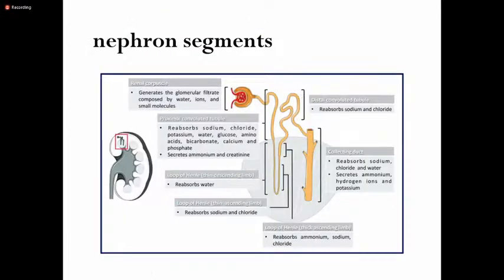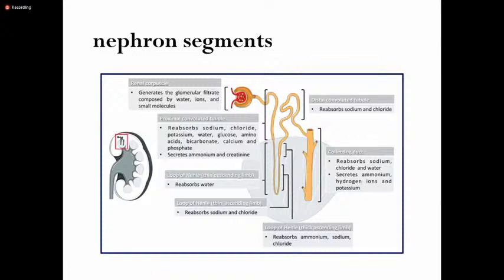Then we need to understand what the role of the kidney is when it comes to sodium and potassium balance as well as water balance. So this is just a diagram showing the nephron, which is the basic functional unit of the kidney. You have your glomerulus there, also known as the renal corpuscle, which generates the glomerular filtrate, and it is basically composed of water, many different ions, and small molecules.